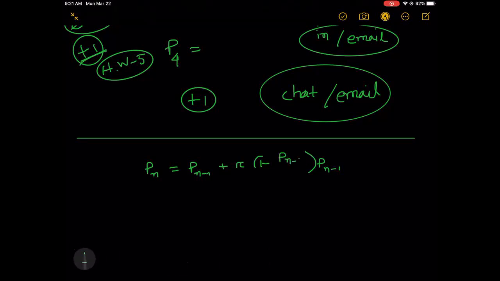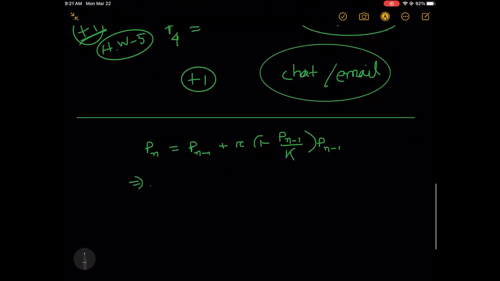And for this problem, we're looking for P4. That means Pn minus 1 would be P3 because n is 4, so n minus 1 would be 3, right? Plus R. I'll not plug it in right away. I'll plug the values in the next step. So this will be the equation we'll use.